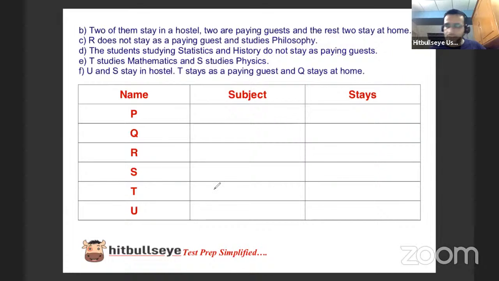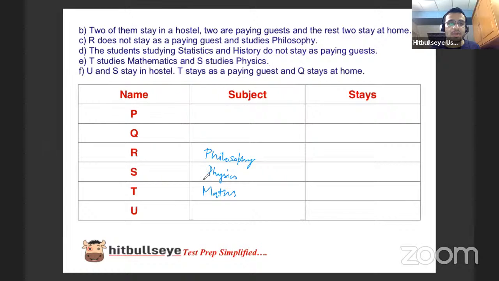PQR STU, and basis the information which is given, 2 of them in a hostel, 2 of them paying guest, 2 of them stay at home, and R does not stay at the paying guest and studies philosophy. Okay, R studies philosophy. Let's put that down. Right. Then statistics and history. Not okay. We'll come to that. T studies mathematics. T is maths, and S studies physics.